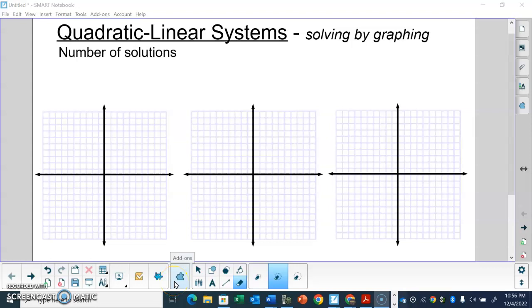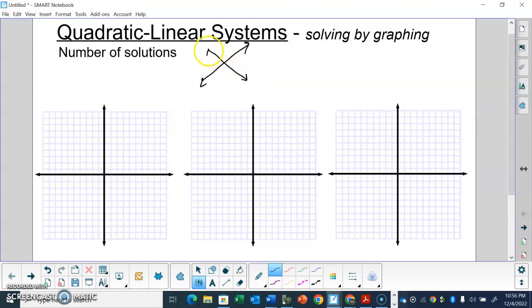Good morning. We're going to look at graphing solutions for quadratic linear systems. So, if you remember from Algebra 1, a system of equations is where you have two functions on the same graph. And then you look at the point where they intersect. So that would be the solution. Or let's call it solution point.